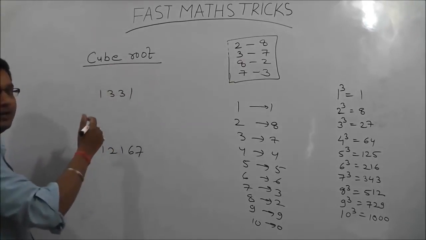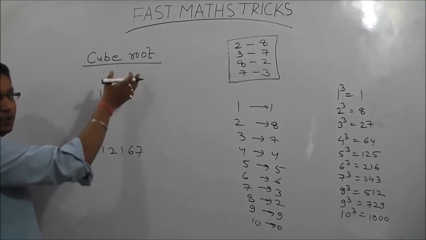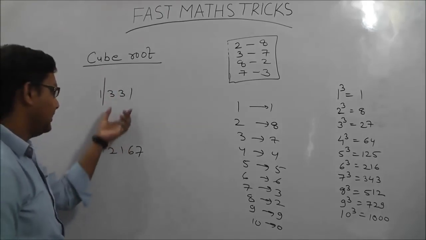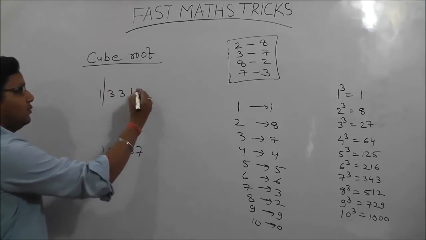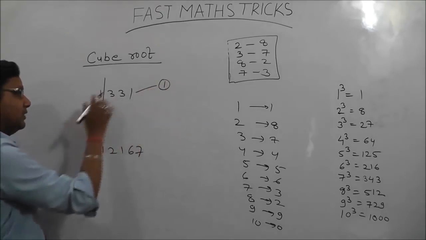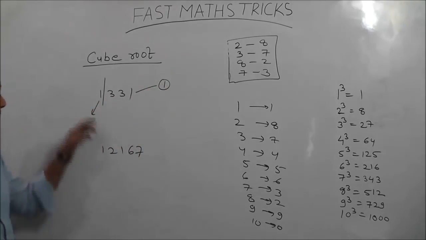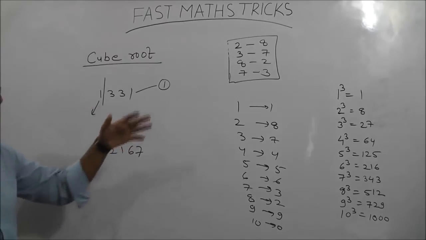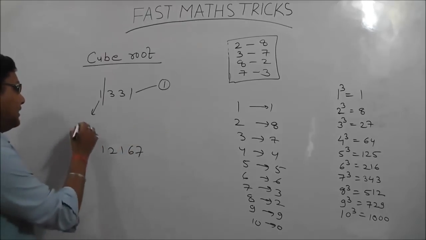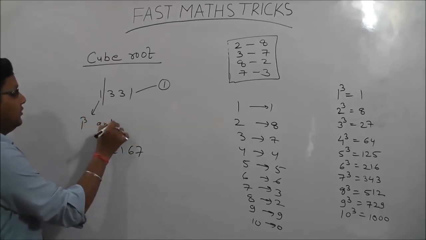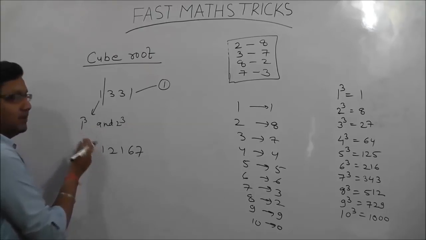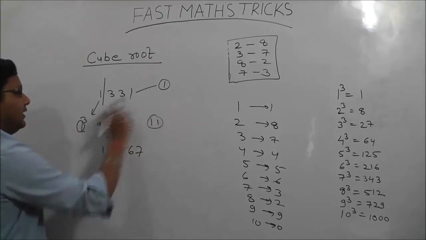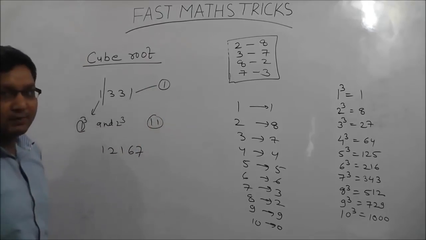Because it is cube root, we have to find the cube. Cube means 3, so for cube root we have to put a line after 3 digits. A number ending with 1, so the last digit will be 1. And the number remaining is 1. So 1 lies between 1 cube and 2 cube. So we have to take the lesser number, that is 1. So this is the cube root, 11.